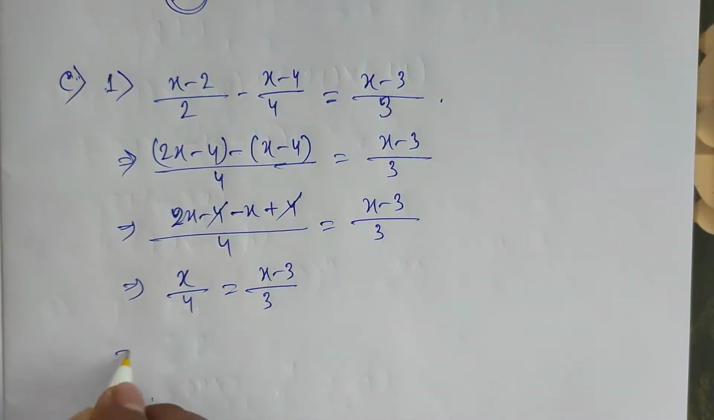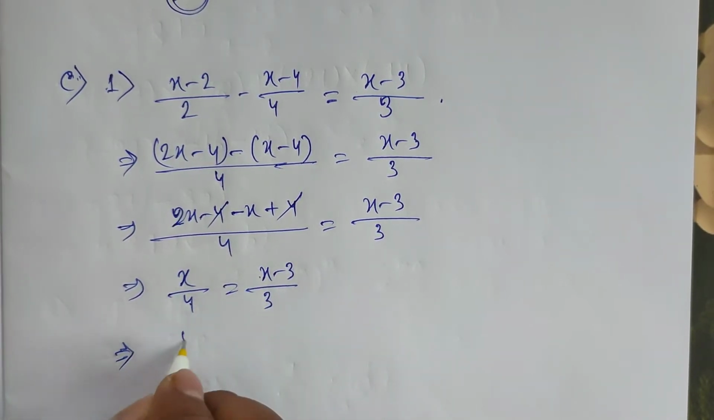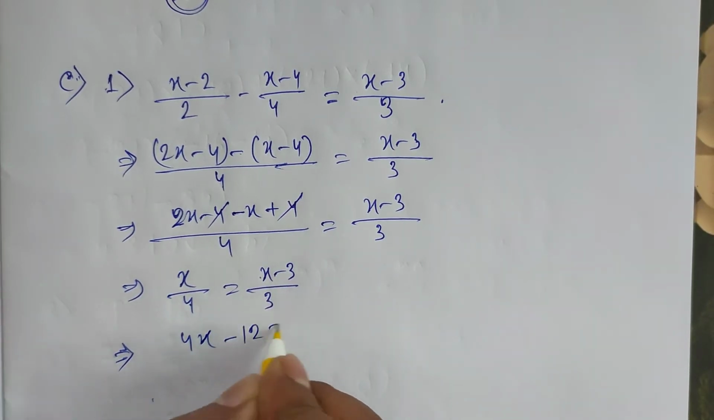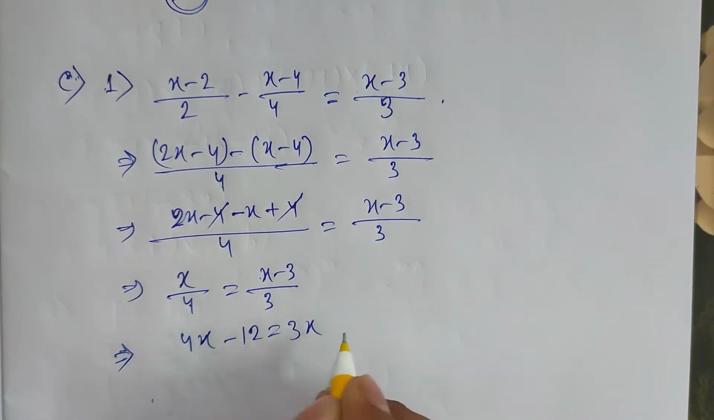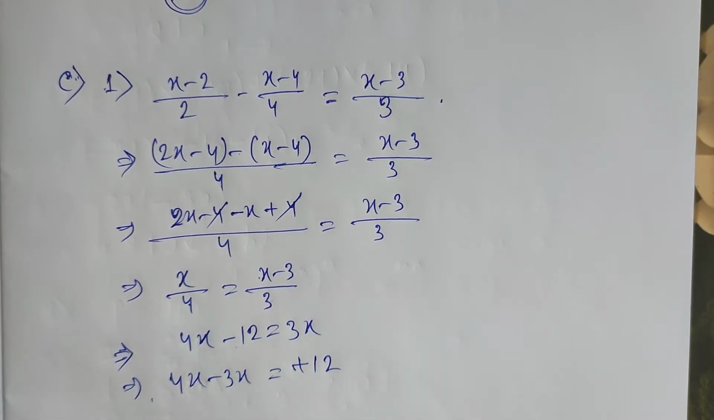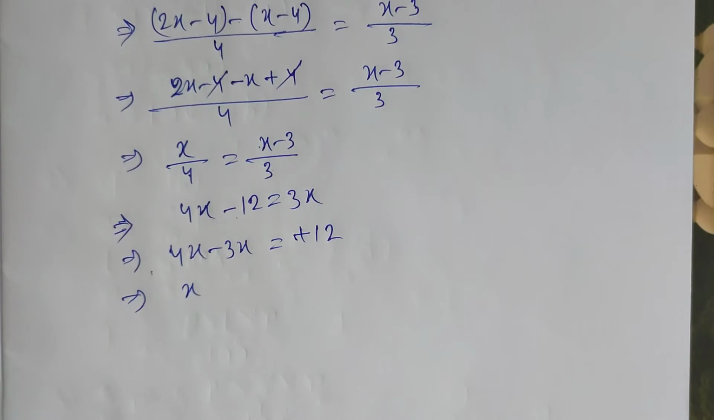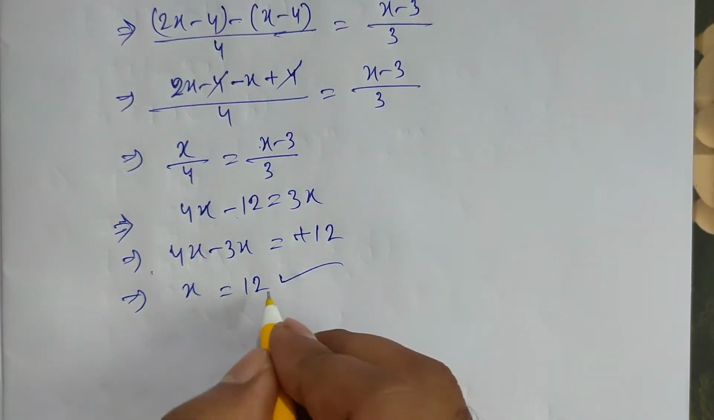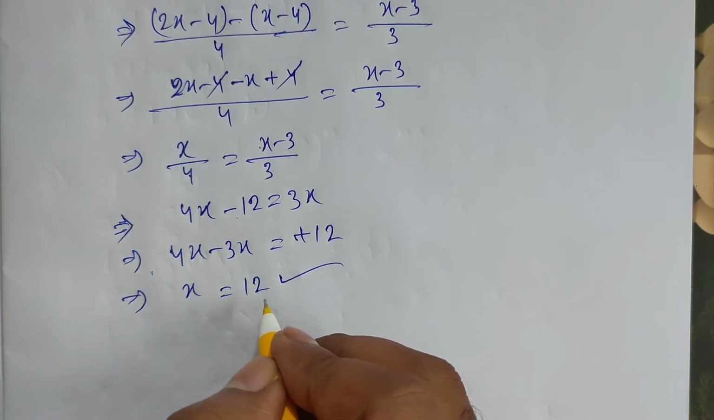Now diagonally multiply. 4 multiply, that means 4x minus 3 4s are 12 equal to 3 multiply, that means 3x, equal to 4x. Changing the side, plus 3x, it will be minus 3x, and minus 12, it will be positive 12, or only 12 we can write there. 4x minus 3x, that means only x, both are different sign, we need to subtract. So answer will be x equal to 12. So what is the value of x? X value will be 12.